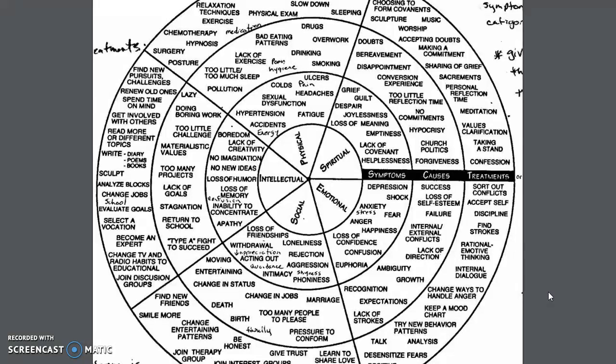If you were to look at any of the symptoms, causes, and treatments, they're usually in one dimension affecting another dimension. It's very rare that something that's affecting you socially won't affect you intellectually, physically, spiritually, emotionally, or something emotionally won't affect you physically, intellectually, spiritually, socially, etc., etc.